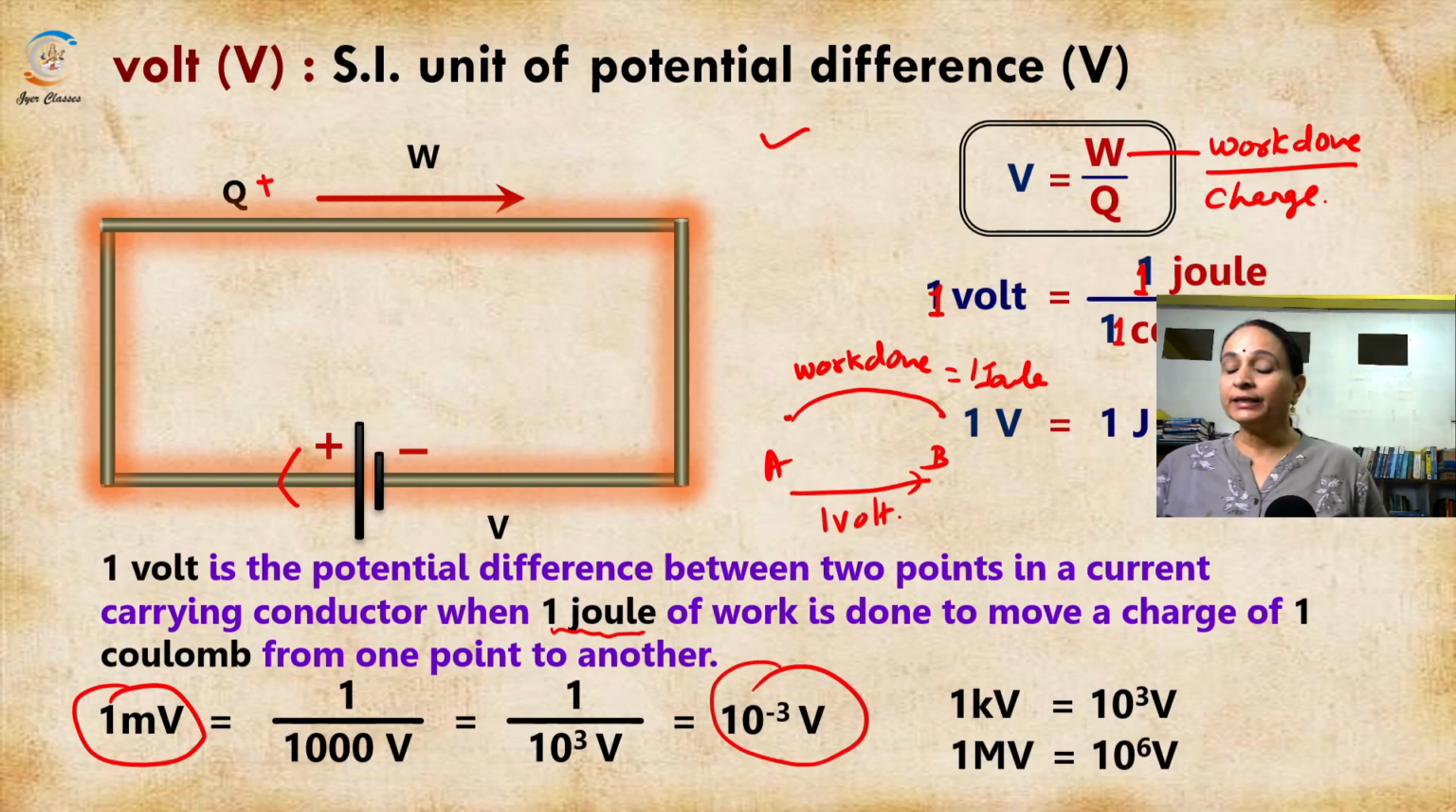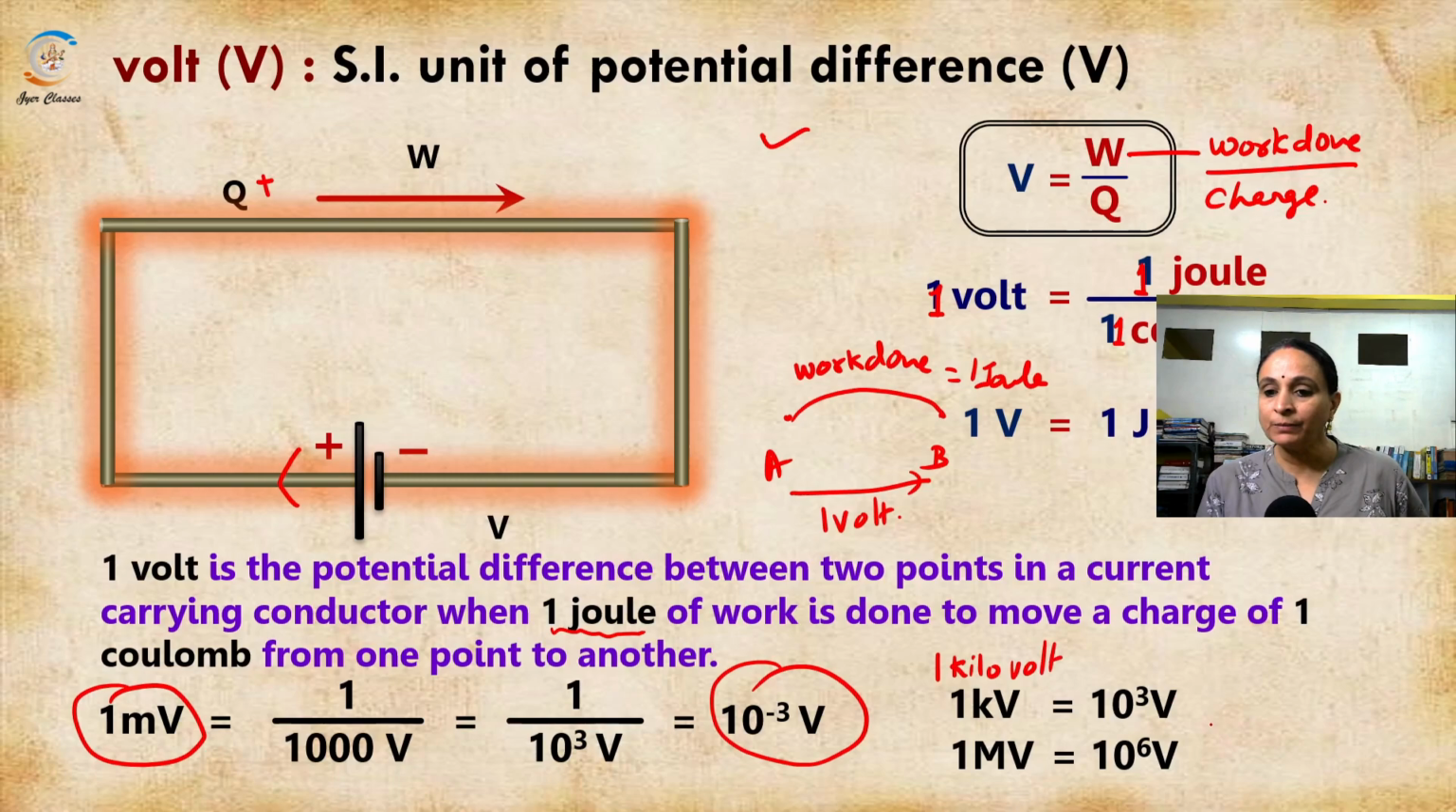हायर यूनिट्स भी तो होते हैं. तो क्या होता है 1 kilovolt? 1 kilovolt is 10 to the power of 3 volts, and there is something called 1 million volt. And what is 1 million volts? 1 million volts is 10 to the power of 6 volt.